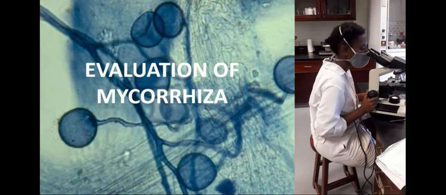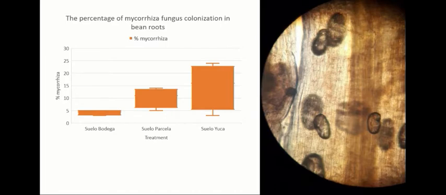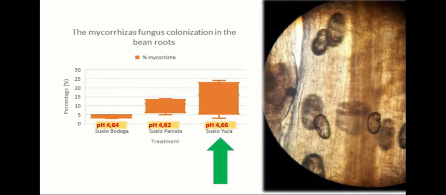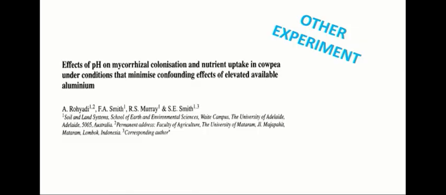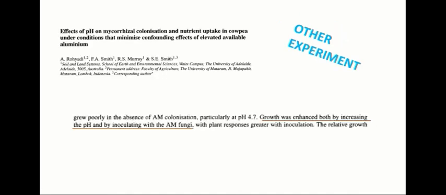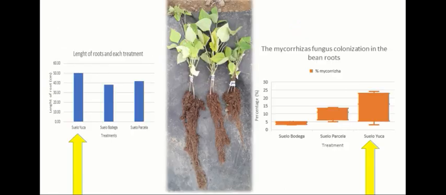It was observed that all plants had mycorrhiza. However, the soil that was less acidic had a higher percentage of mycorrhizal colonization. In comparison to an experiment related to the effects of pH on mycorrhizal colonization and nutrient uptake, it was concluded that the growth of the plant increased with increased pH and with inoculation with mycorrhizal fungi. Increased uptake was also related to the colonized root lengths, where the roots in the cassava soil were seen to be much longer and have a higher percentage of mycorrhizal colonization inside the root.